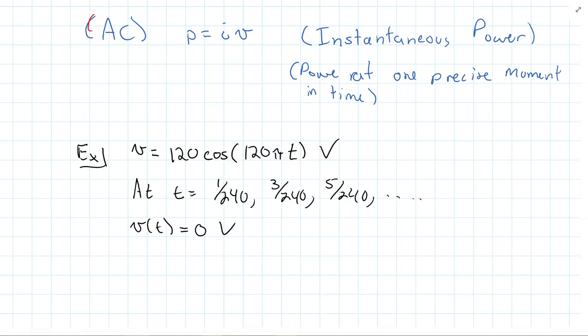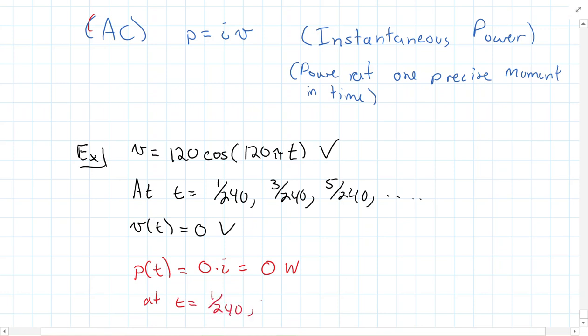Well, what's interesting about this, without even looking at what the current is, I don't even need to know that, we know that the power would just be 0 times my current, which would be 0 watts. And again, this would be at t equals 1 over 240, 3 over 240, and so on. These are the time places.